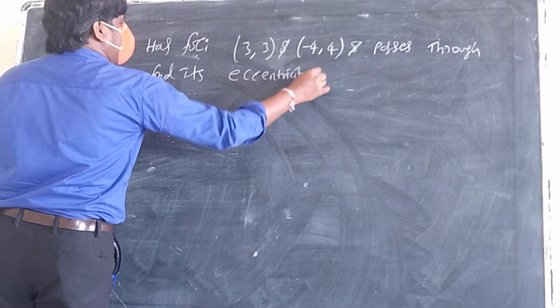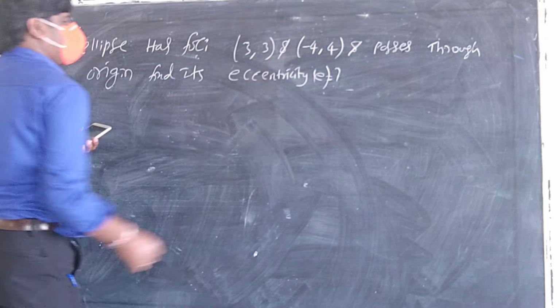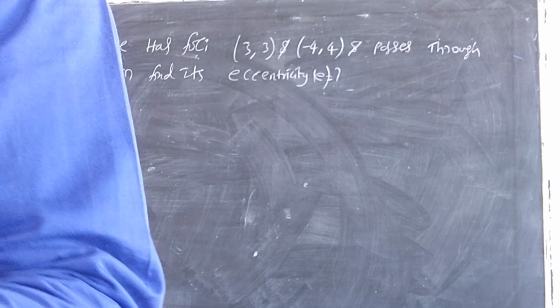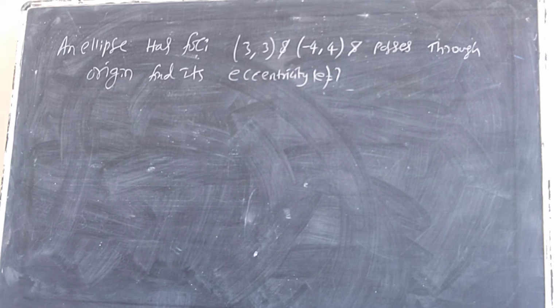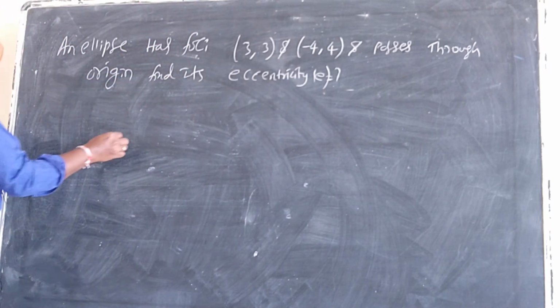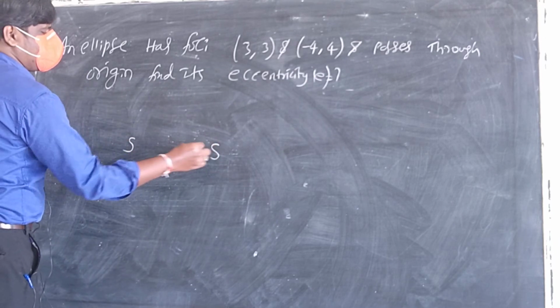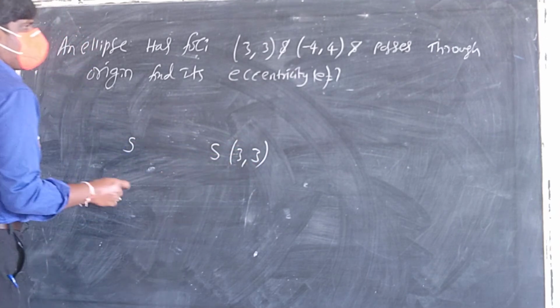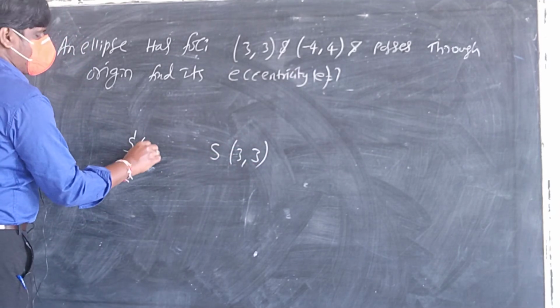Okay, so he is asking to find E. The question is: an ellipse has the foci (3, 3) and (-4, 4) and passes through the origin. Find its eccentricity. So now the question is about the foci. You need to understand this concept. Two foci are given: S is (3, 3) and S dash is (-4, 4).